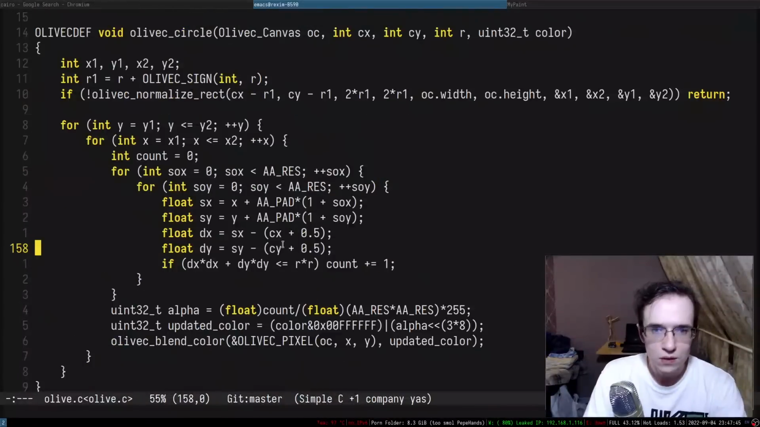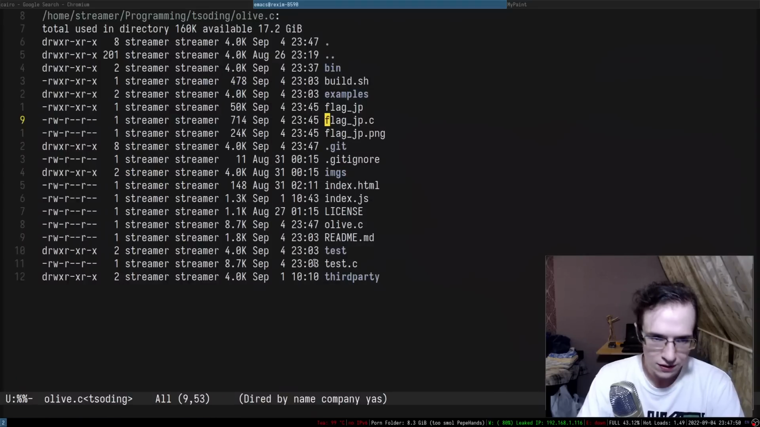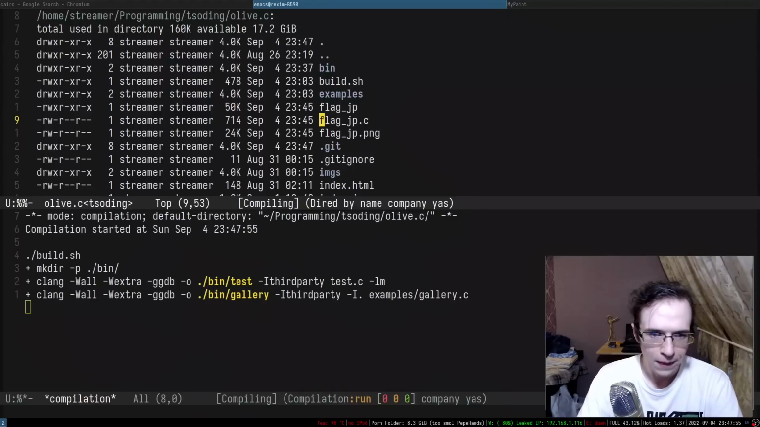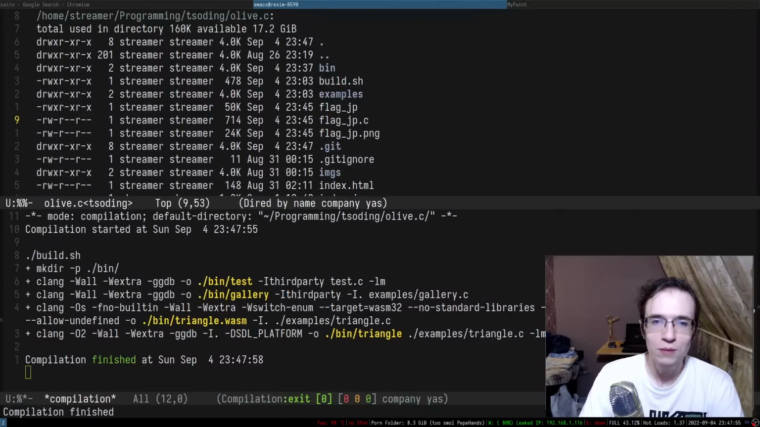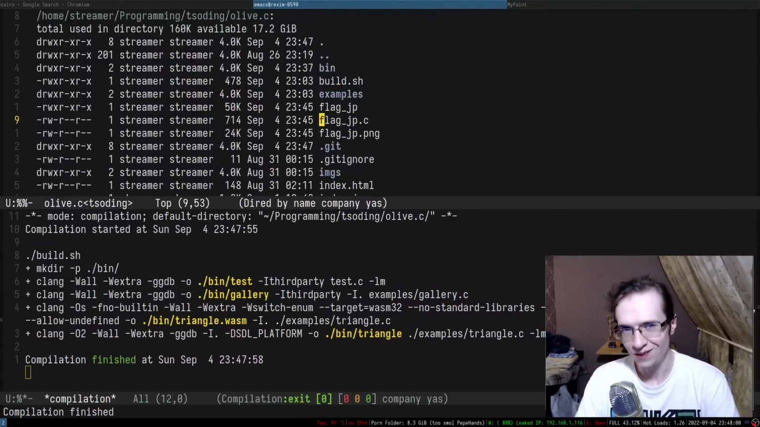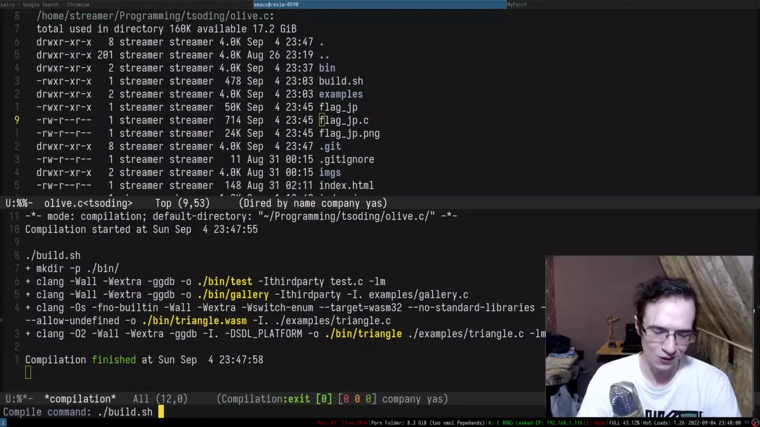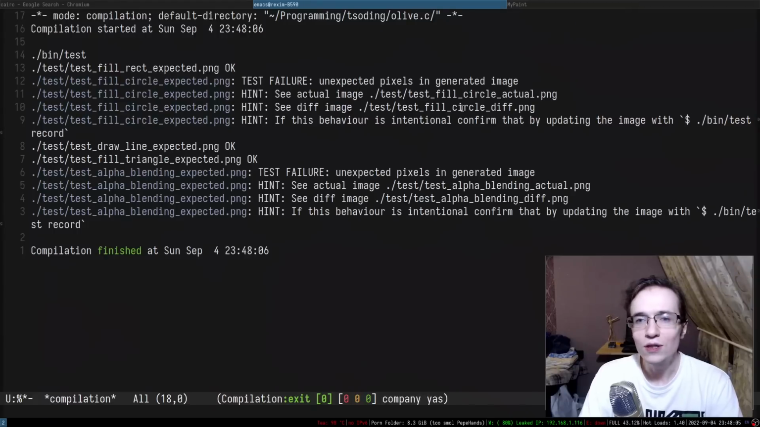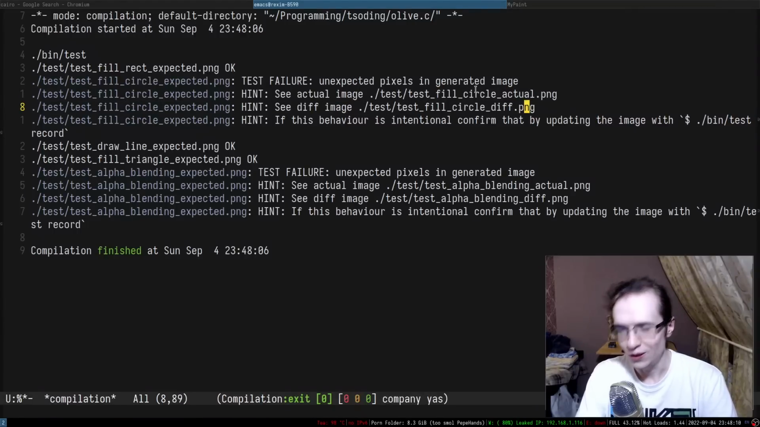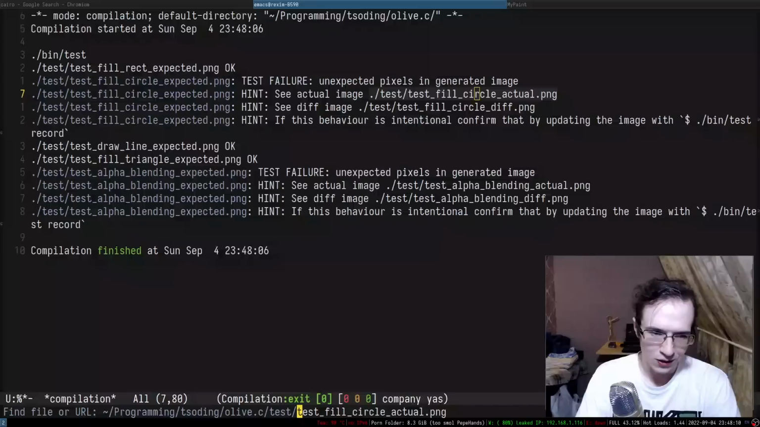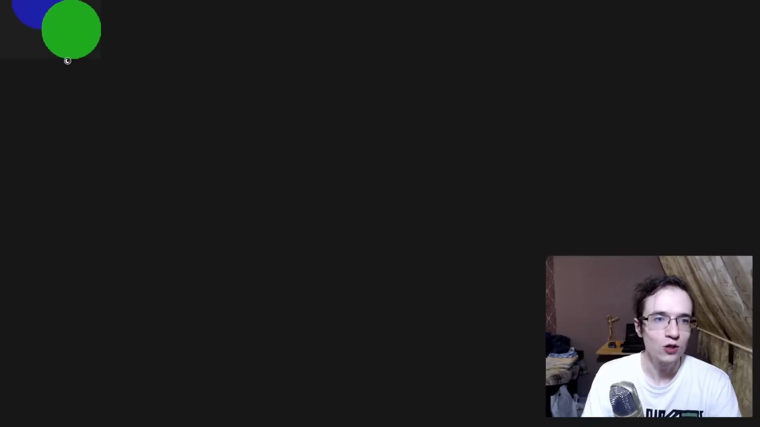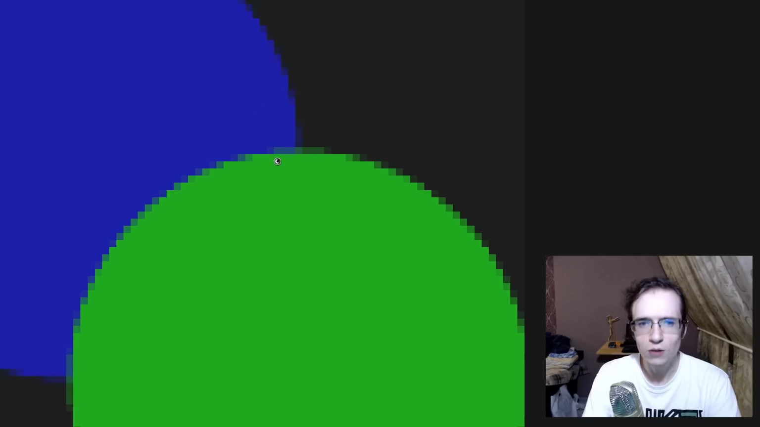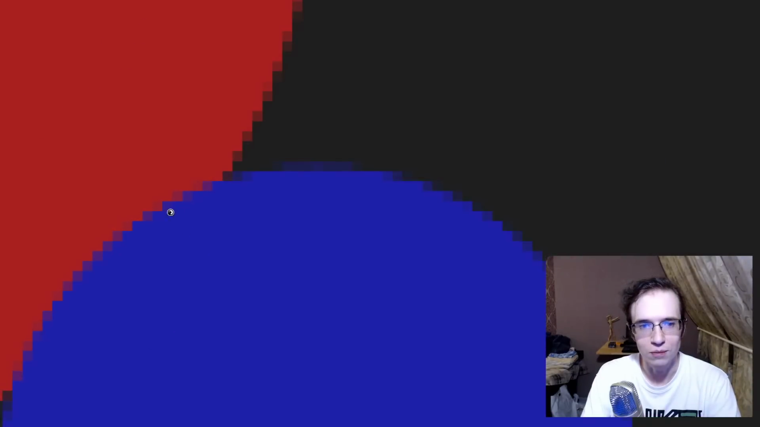So let's actually see how much slower it became. Right, as I already said, this is a very slow solution, and by the way, it should probably break the tests. Right, it must break the tests. So let's actually run some of the tests, and let's see. So it broke the fill circle test. Right, so if I take a look at the actual thing that got generated, the actual thing does have anti-aliasing, right? And it actually blends with the circles behind, right?